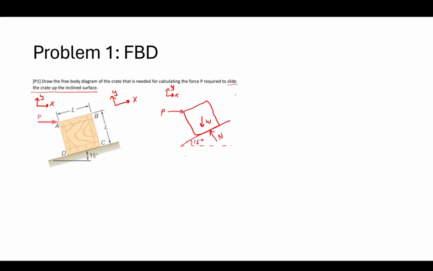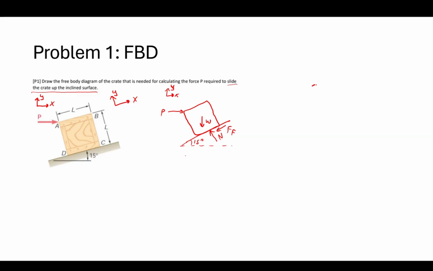Now, as for the friction, we are told that this block is sliding upwards. And usually friction is a resistive force that wants to resist this motion. So if we know that this block is going up, you're going to draw your friction force going the opposite direction. And that's it for the first option here.